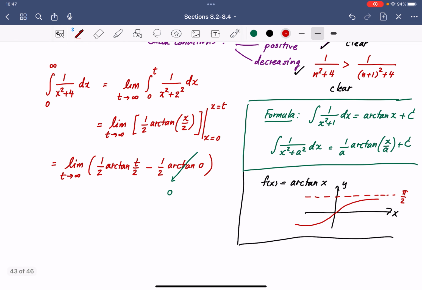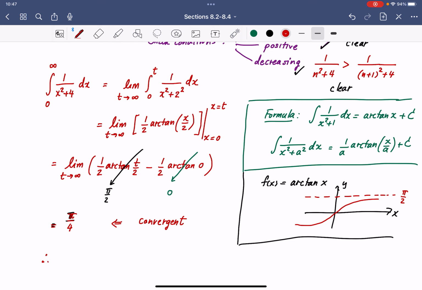Which means arctan(t over 2) here, when you take the limit as t goes to infinity, is going to go to pi over 2, because this is the property of arctan x. It's going to go to pi over 2 and multiply with 1/2 over there. So the answer is going to be pi over 4. Which is convergent, right? So the improper integral here is convergent.